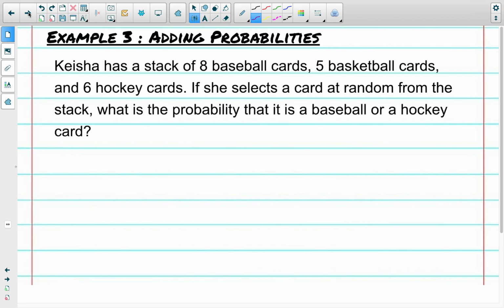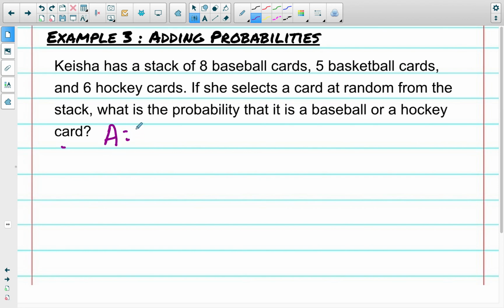We have a couple more examples, and then we are done. Keisha has a stack of 8 baseball cards, 5 basketball cards, and 6 hockey cards. If she selects a card at random from the stack, what is the probability that it is a baseball or a hockey card? First question, are these events mutually exclusive? A card is either a baseball card or a hockey card. It cannot be both, because then it would be like a combo baseball hockey card, and that is not an option here. So these events are mutually exclusive, meaning we can just add the probabilities together.